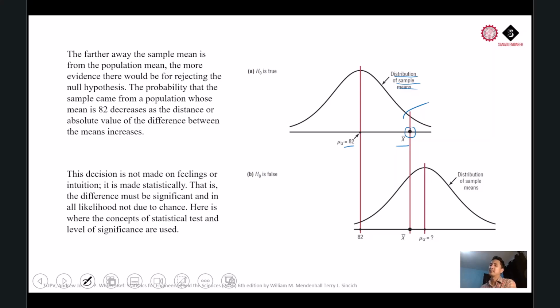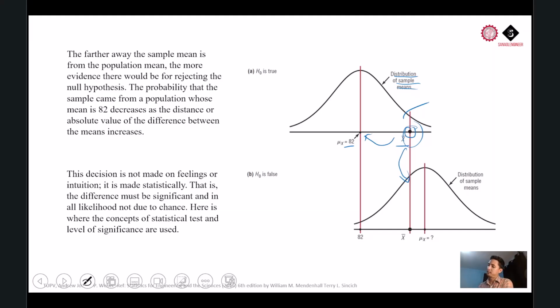So it could also be that this sampled mean does not really belong to this population, but belongs to some other population, which is the distribution or the population curve at the bottom. So the farther away the sample mean is from the population mean, the more evidence there would be for rejecting the null hypothesis. The probability that the sample came from a population whose mean is 82 decreases as the absolute value of the difference between the means increases.